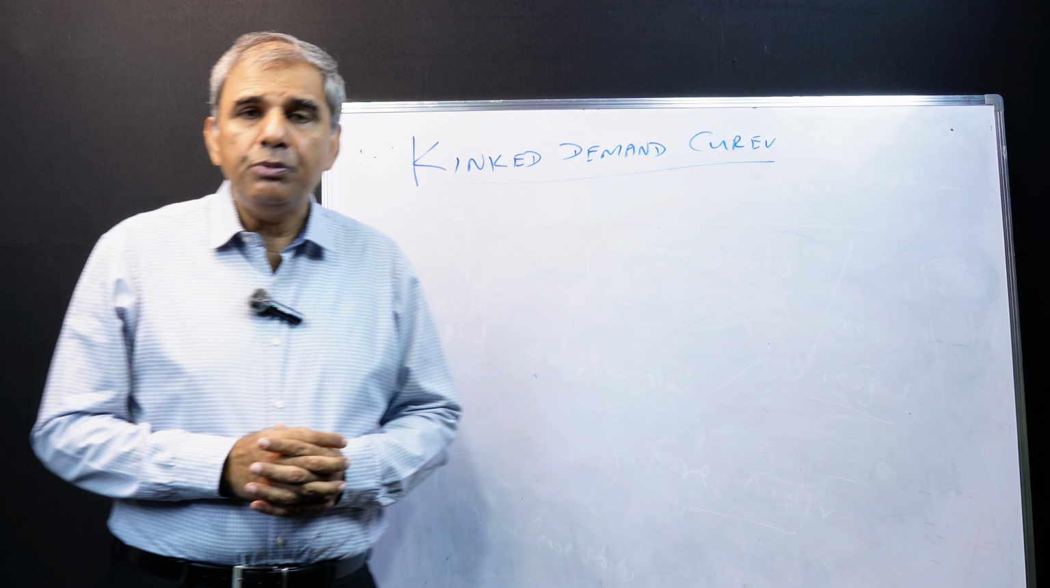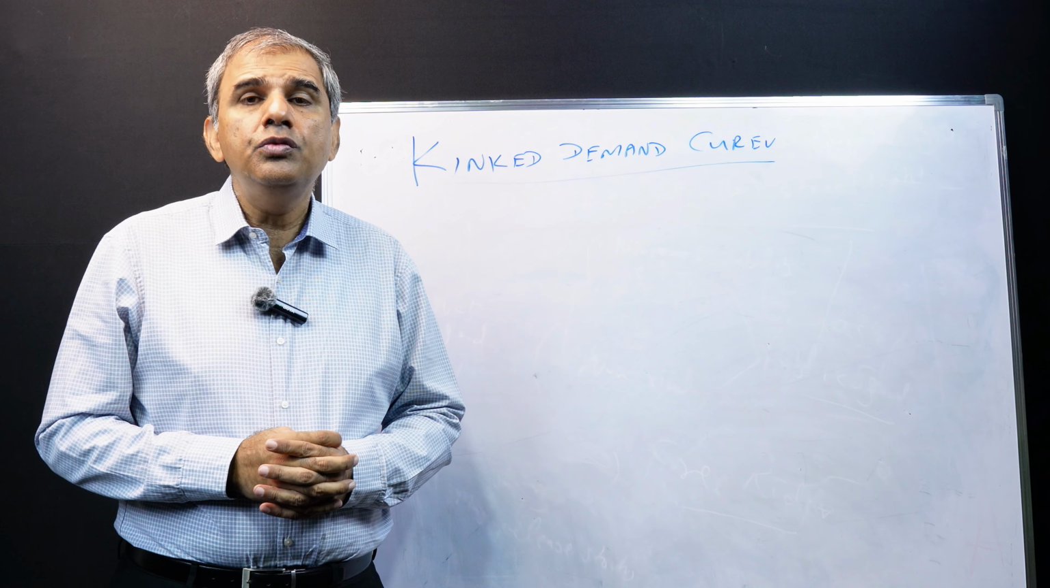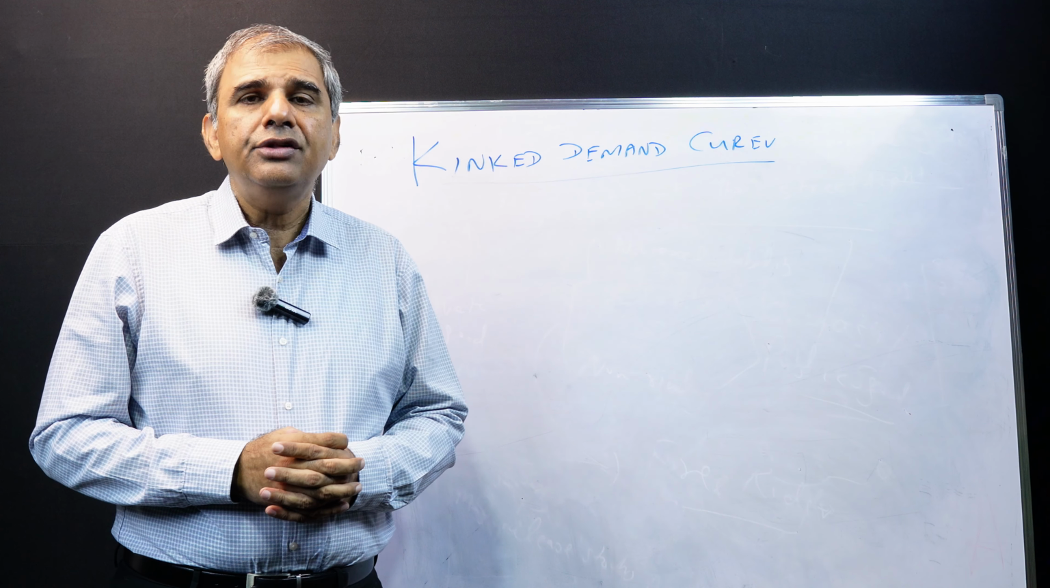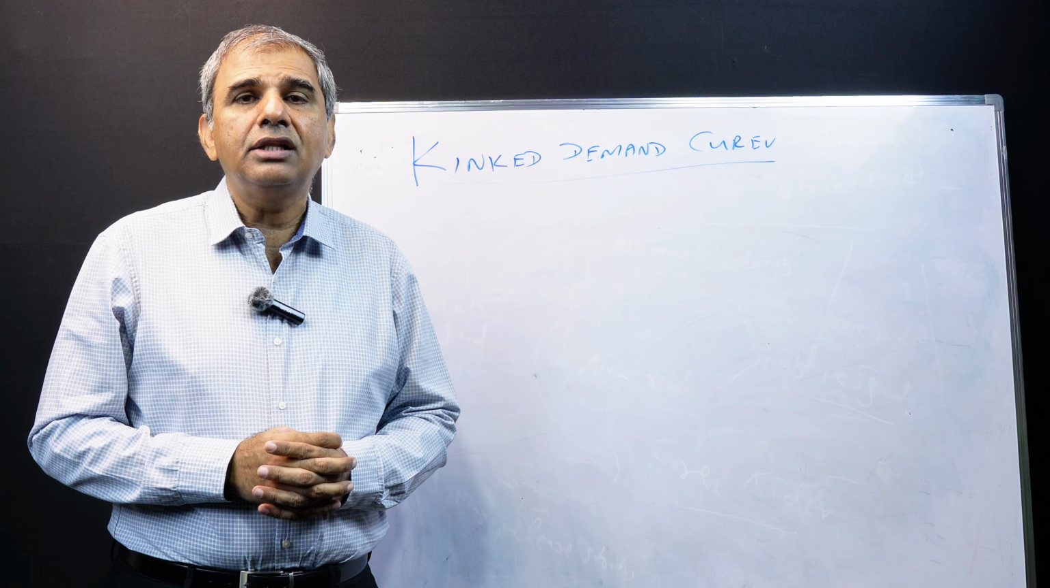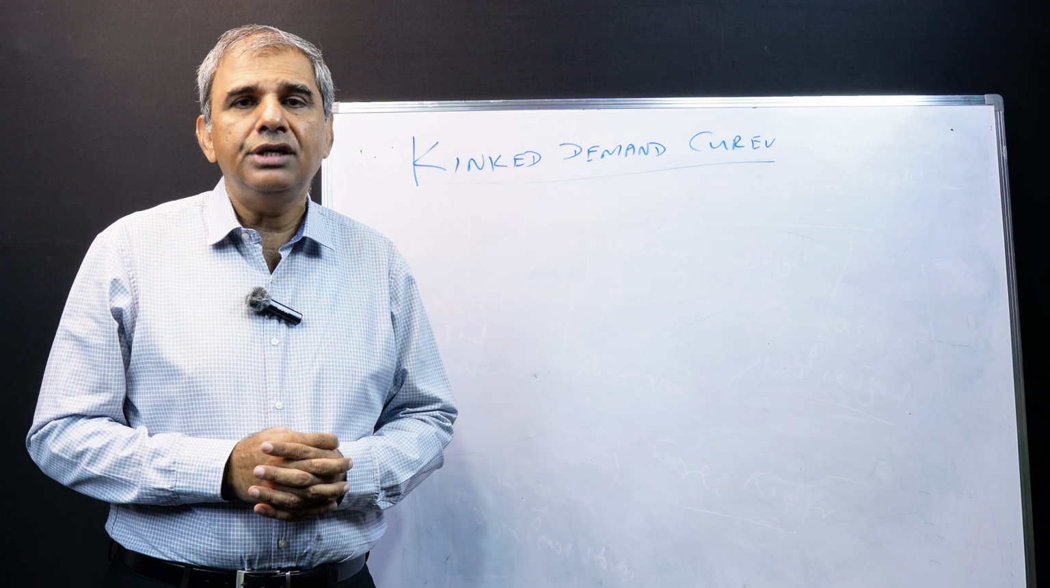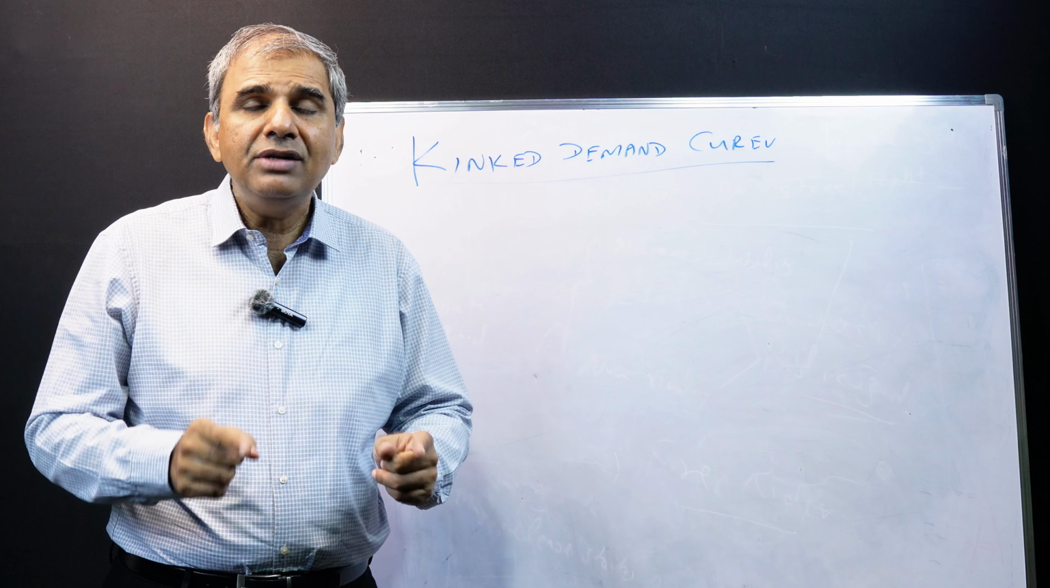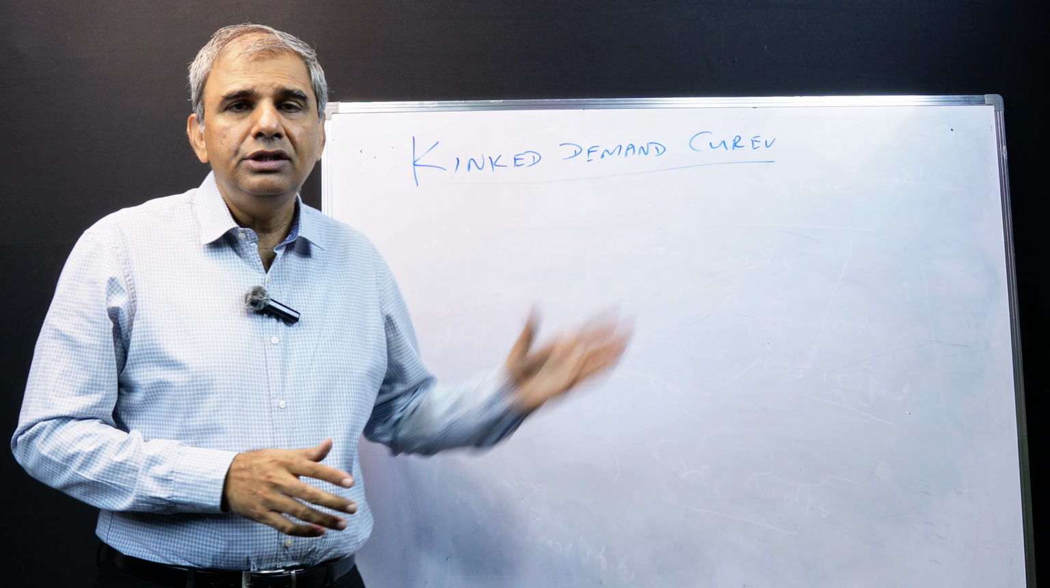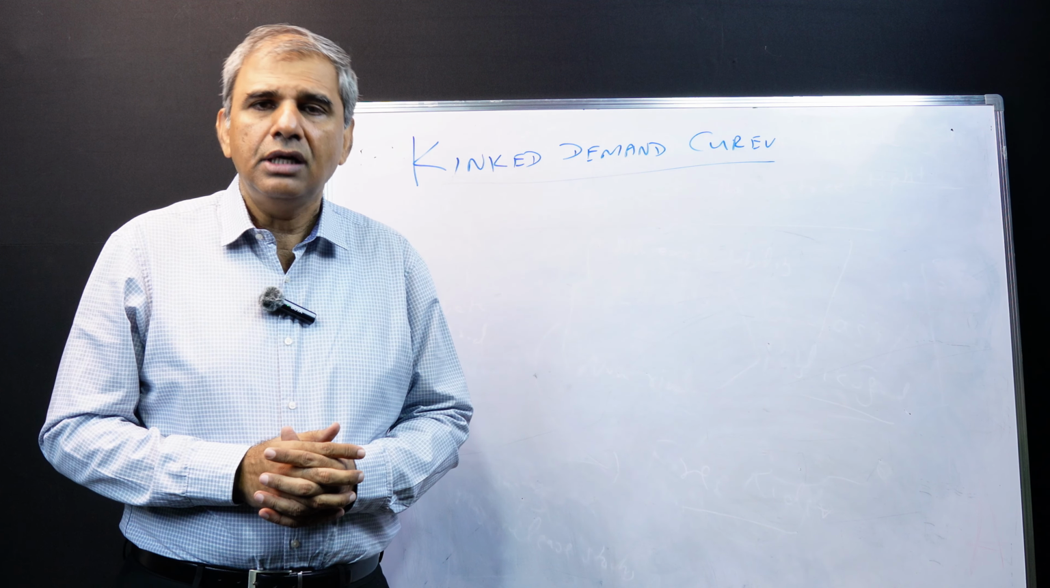Kinked Demand Curve is a hypothetical curve. It assumes the reactions of competitors. Since in oligopoly, the outcome of a strategic decision taken by a firm depends on the reactions of other firms, this theory assumes the reactions of the competitors.